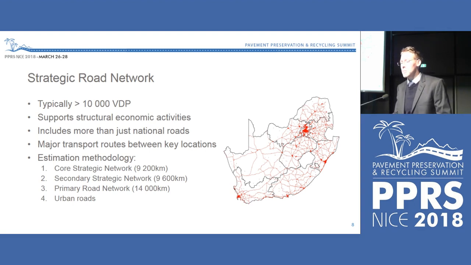And then the estimation methodology looked at the core strategic network, looked at the primary strategic network, which is the high-volume alternative routes to the core network, the primary road network, which are feeders to the core and secondary networks, and then it also included all of the urban roads. And this is an estimation on the right, just graphically illustrated.